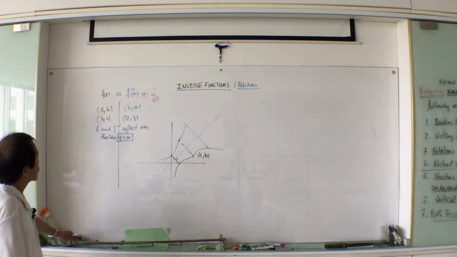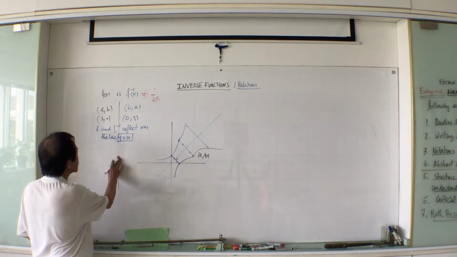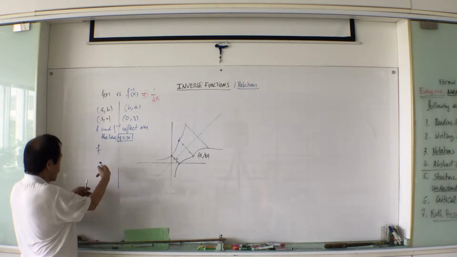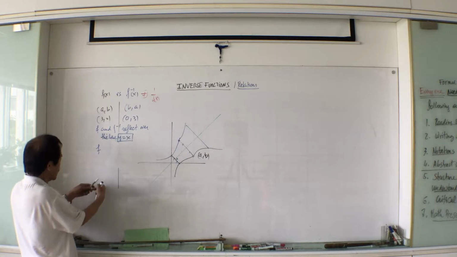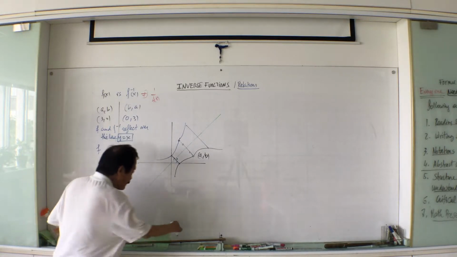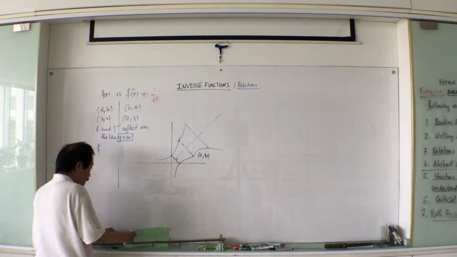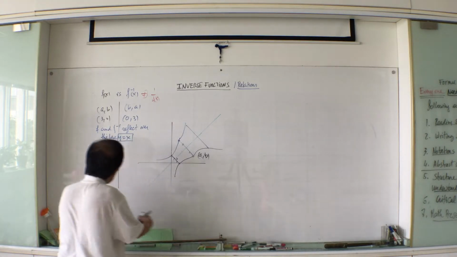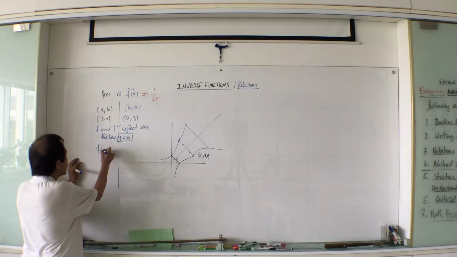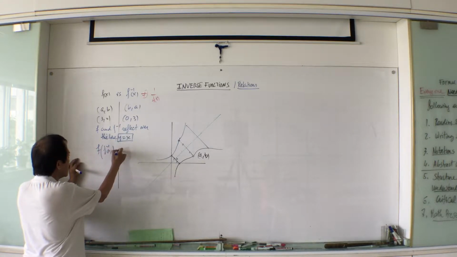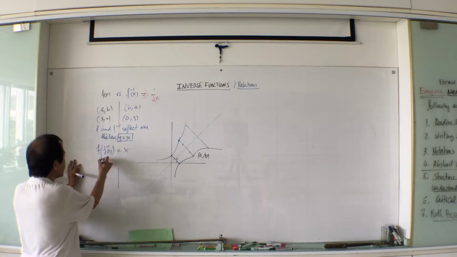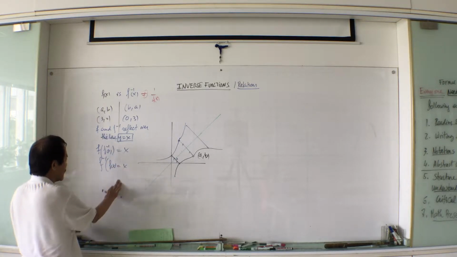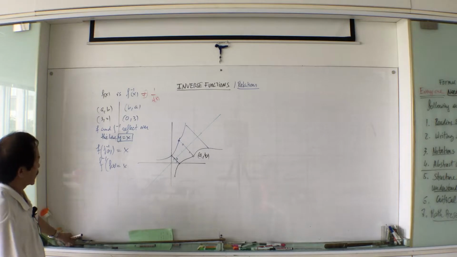What else? The third property we already did in class. If you put f into f inverse, or the opposite, for example, f of f inverse of x, we're going to have x, or f inverse of f of x also equals x.